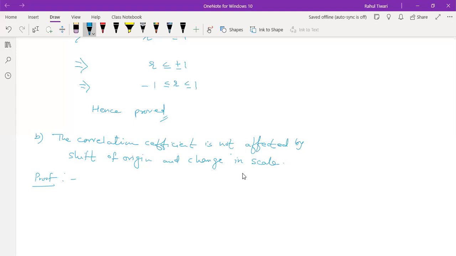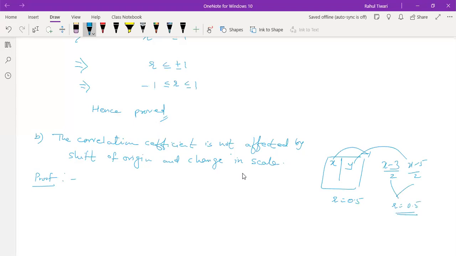So if I have X data and Y data, and I'm trying to obtain the correlation, let's say it comes to 0.5. Now I'm changing my X to X minus 3 by 2 and Y to Y minus 5 by 2. And if I obtain the correlation r, it turns out to be 0.5 only.